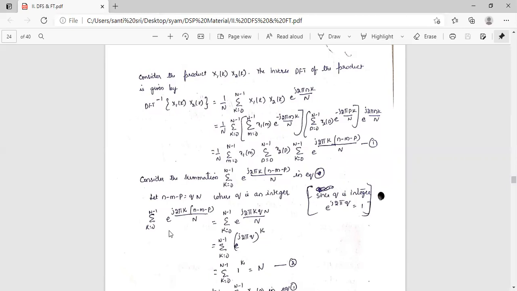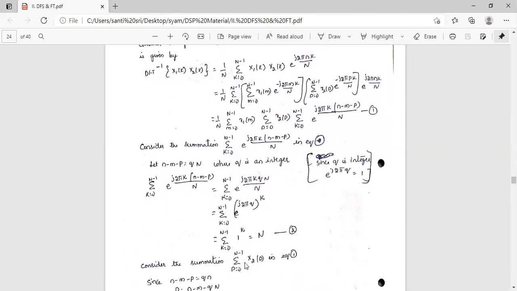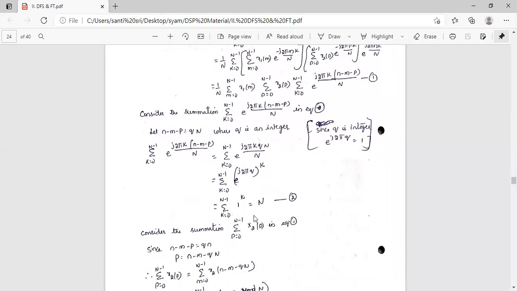So sigma k equal to 0 to N minus 1 e power j 2 pi k into qN by N. Okay, qN by N, so N gets cancelled, e power j 2 pi q into k. So e power j 2 pi q is 1, 1 whole power k, which is equal to N. Okay, let it be considered as equation number 2.